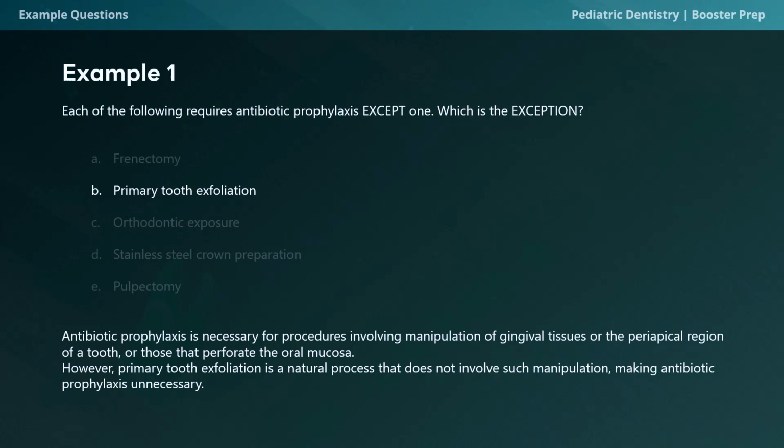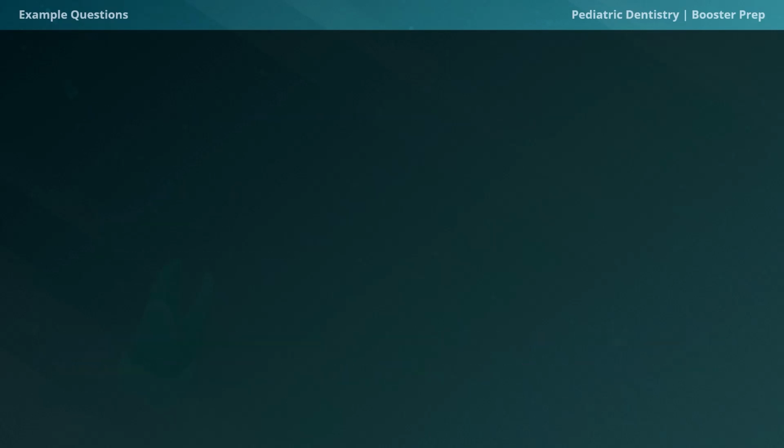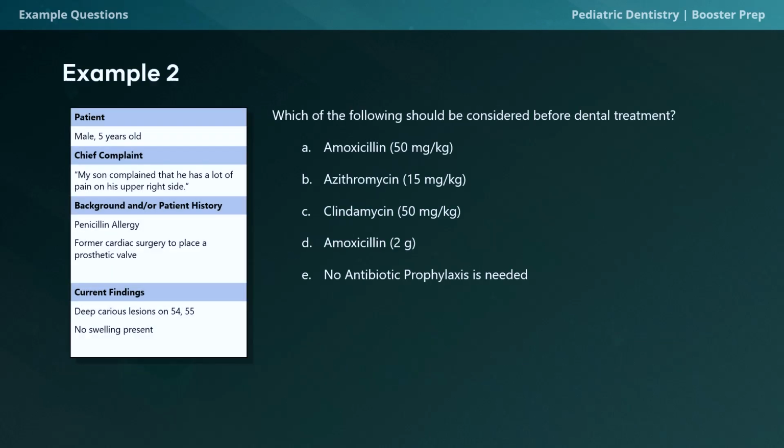However, primary tooth exfoliation is natural and does not involve such manipulation, so we do not need antibiotic prophylaxis for something like this. Next, we have question 2, which has a 5-year-old male who comes in complaining of a lot of pain on the upper right side. This patient has a penicillin allergy and a former cardiac surgery to replace a prosthetic valve. Which of the following treatments should be considered before dental treatment? Feel free to pause again and think about this question.